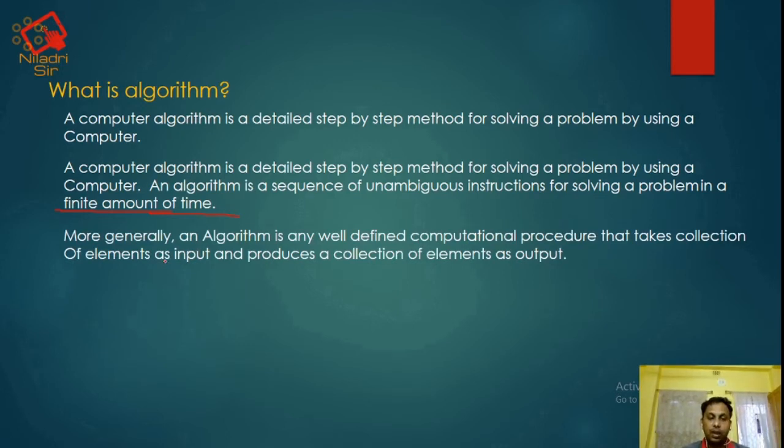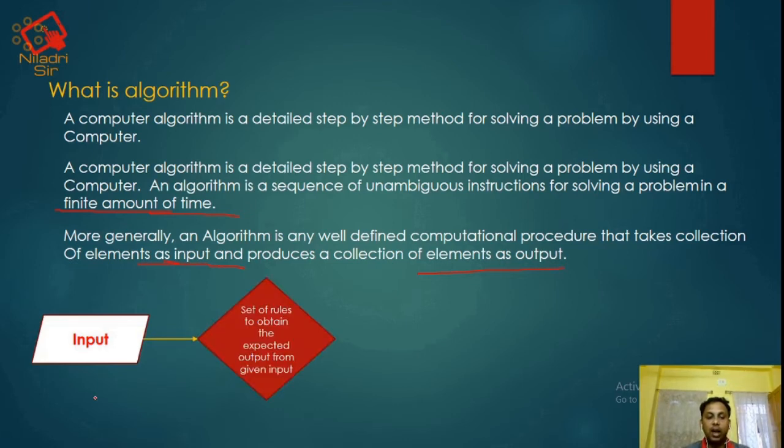So an algorithm takes input and produces output. As you can see in my picture, there is input. The input is going to the algorithm, which basically contains some rules, and from that algorithm we will get some output. So input goes to the algorithm, and that algorithm produces an output.